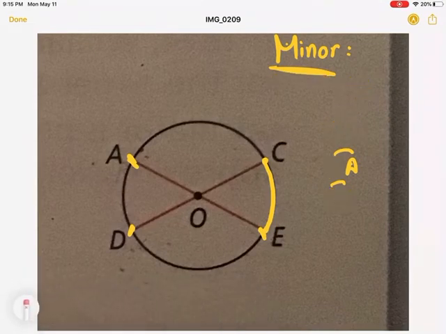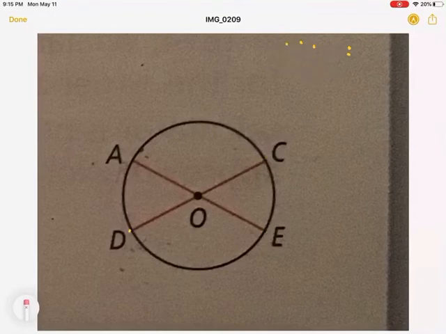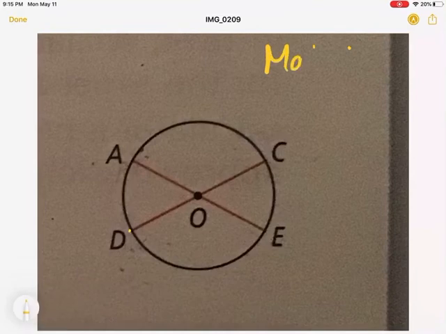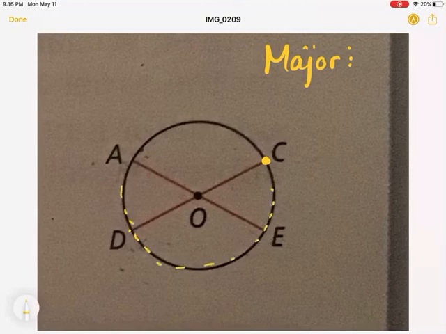So let me erase it first. For the major one, the arc has to be bigger than 180. So for the major one, you have to have 3 letters to name that. If I start from C and stop at D, that's going to be exactly half of the circle, which is not a major arc. It has to be bigger than that. So I would start from C, and if I go all the way to point A, that's going to be bigger than 180, which makes a major arc.